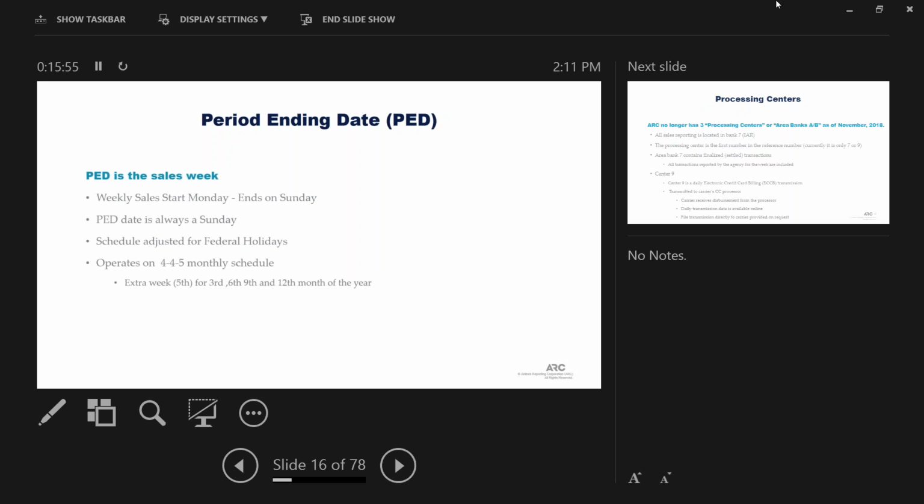Okay, period ending date. Our whole settlement process is driven by the period ending date, or the PED. The PED is your sales week. The weekly sales start on Monday and end on Sunday, so the PED date is always a Sunday. And we do have adjustments on our processing calendar for federal holidays. The period ending date is what drives our 445 monthly schedule. There's an extra week, a fifth Sunday, for the 3rd, 6th, 9th, and 12th months of the year.